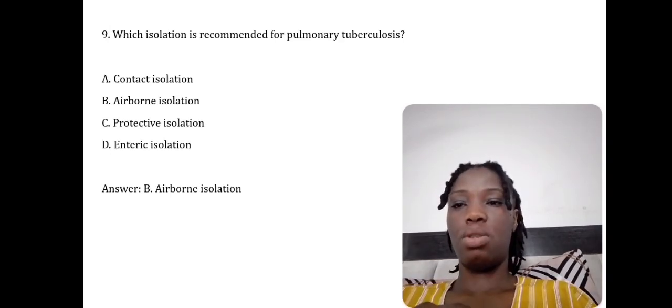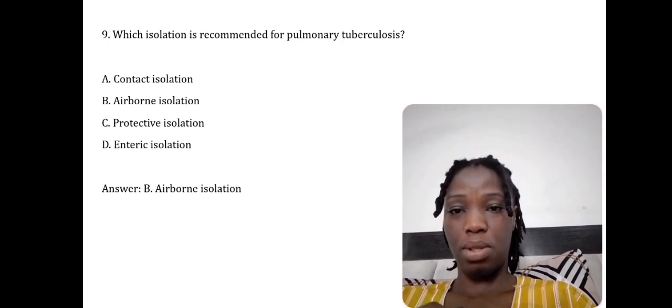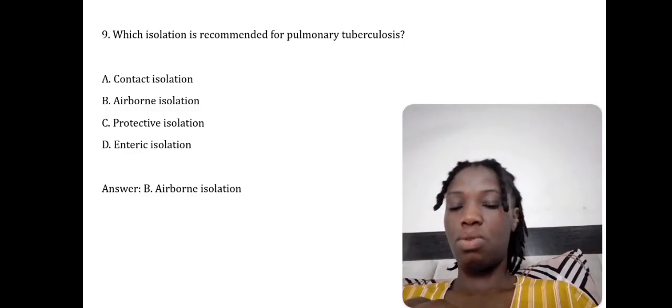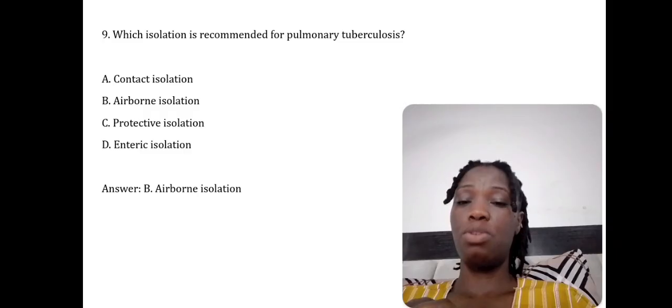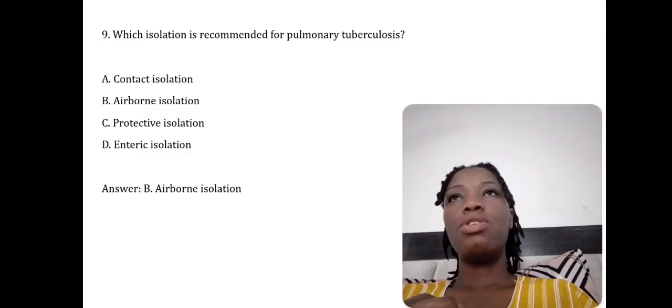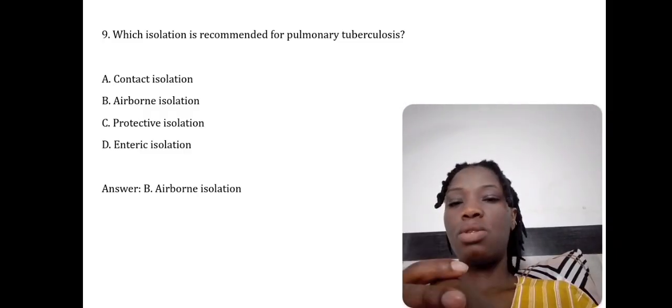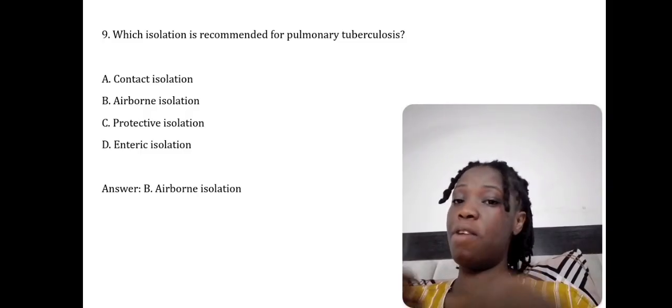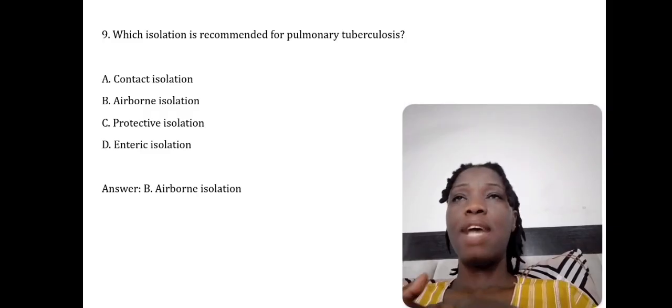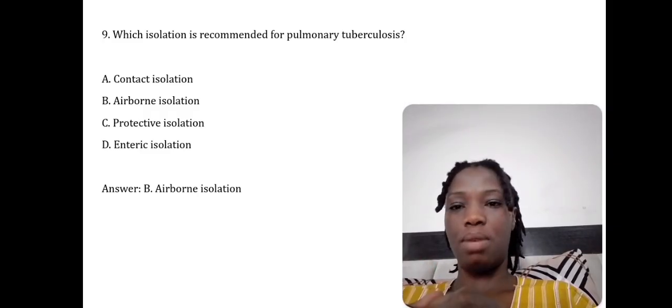Question 9. Which isolation is recommended for pulmonary tuberculosis? Isolation is the process of separating a sick person from others so that they will not affect that person. When they say isolation, it means the person is sick already.